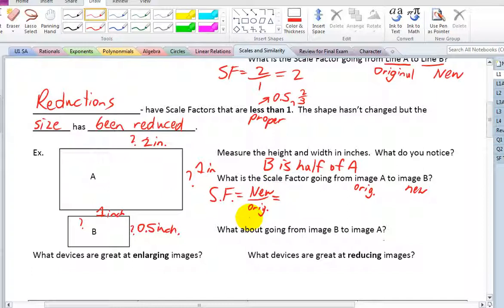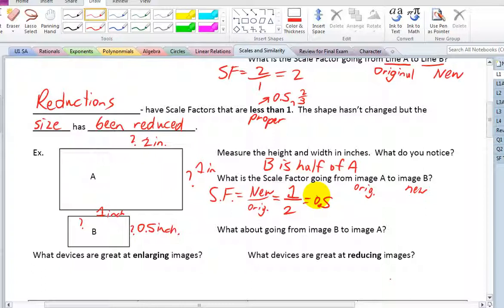The new image, just choose a measurement. Which one do you want to use? 2? Okay, so that's the length. Then we should use the length on the bottom one. Sorry, the new image is B, so it'll be 1. Then the original is 2. So it's 0.5, or half. Either would be fine.